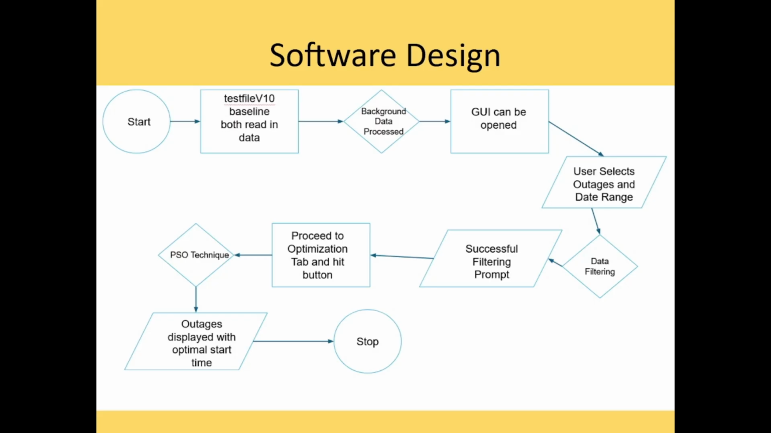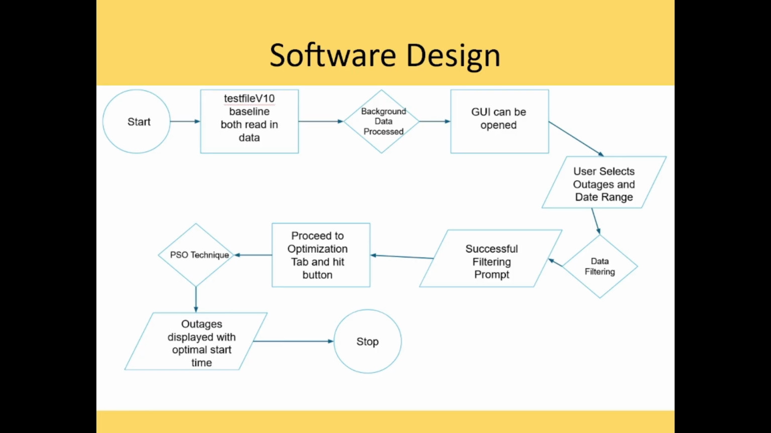Our software design is based on this flow chart. You read in our test file v10, which is the base case or base code for MATLAB. It reads in data, which is processed by MATLAB. From there, you can open the GUI. The user will be able to select a start date and end date, as well as any amount of 25 outages. From there, the GUI will filter all that data, giving you a successful filtering prompt, telling you to go to the next tab in the GUI, the optimization tab.